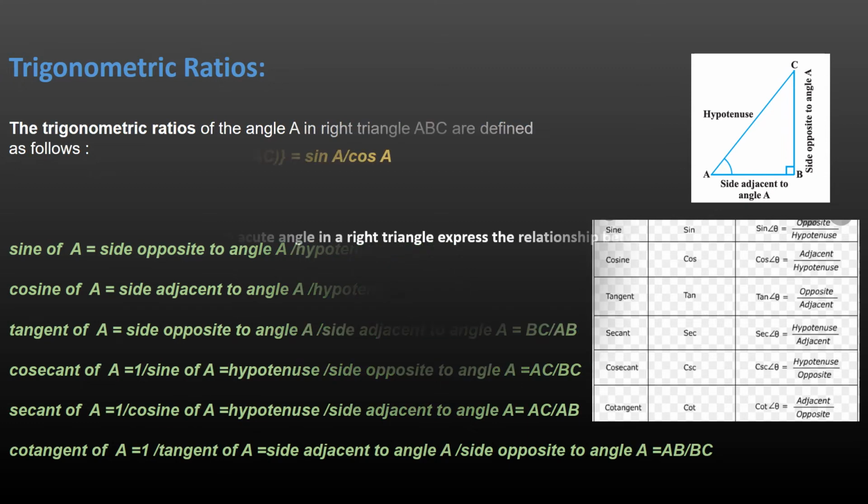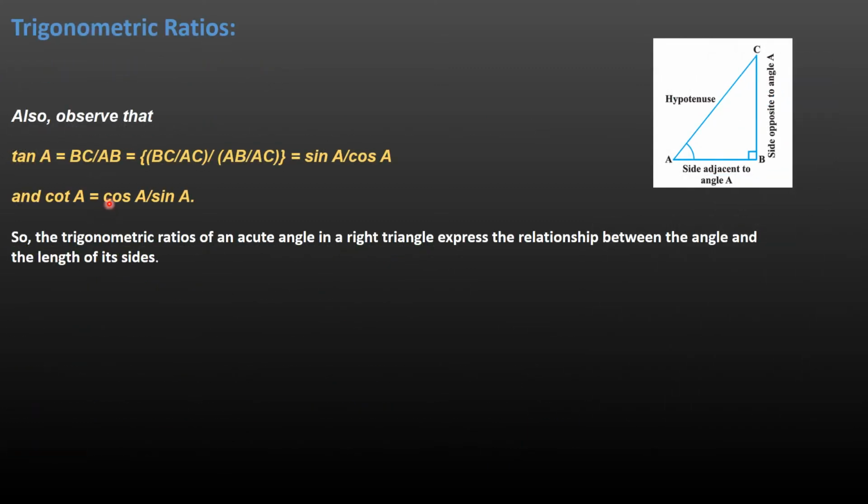So moving forward, as I said, tan A is nothing but opposite by adjacent. So your opposite side is what? BC, and the adjacent side is what? AB. So BC by AB.